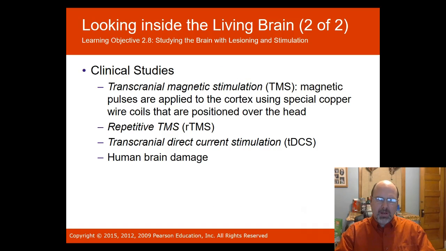Clinical studies: there are different ways we can study the brain. One is called transcranial magnetic stimulation, where magnetic pulses are applied to the cortex, positioned over the head.